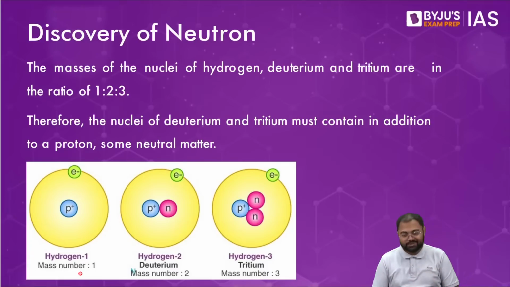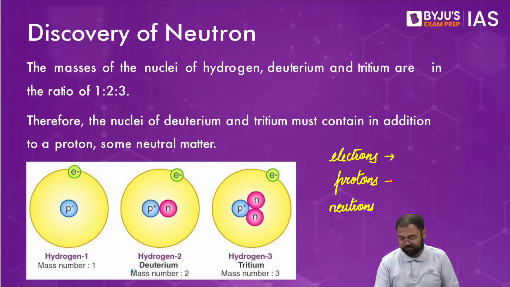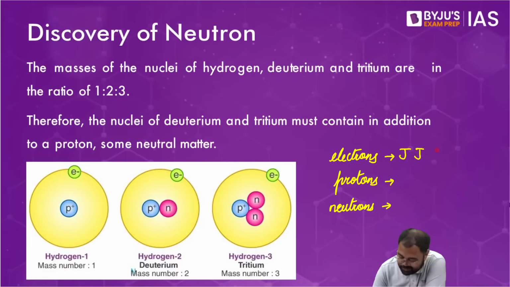Anyone who knows the names, just give me the names. Who discovered electrons? Who discovered protons? Who discovered neutrons? Electrons was J.J. Thomson. Then protons.